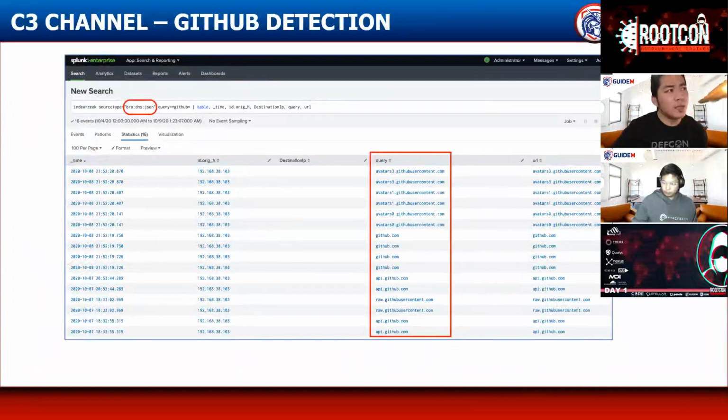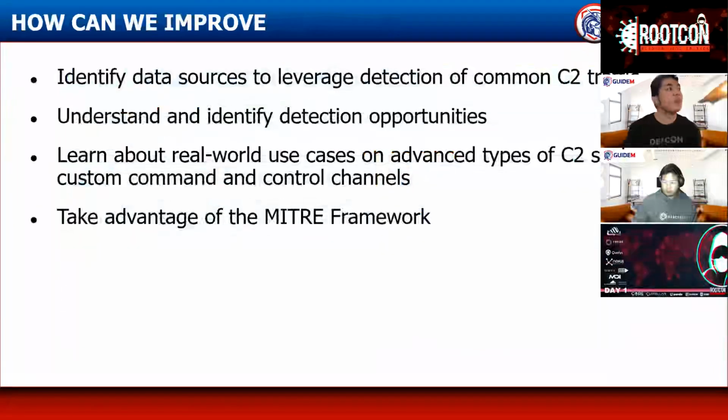And so this one, we also performed a C3 channel using GitHub, and we see the DNS queries that it calls to in different API DNS result names from GitHub.